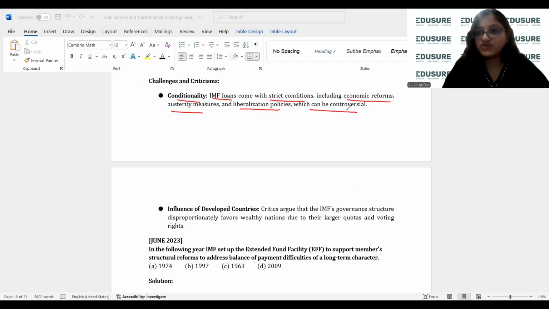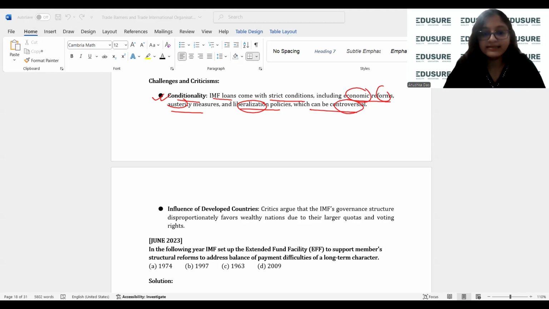So it is usually very harsh. They will give you very strict conditions, in exchange for which they will provide you a loan. They can ask you to do economic reforms, or they can ask you to take some very hard measures. Also, they can influence the liberalization policies in exchange for the loan. So loans are subject to strict conditions. Many economists have criticized this conditionality. It is a matter of controversy.